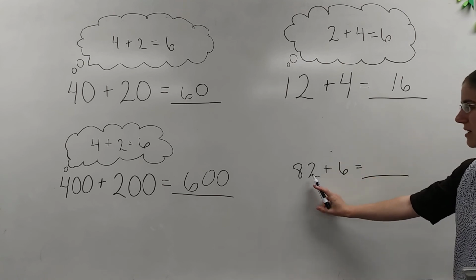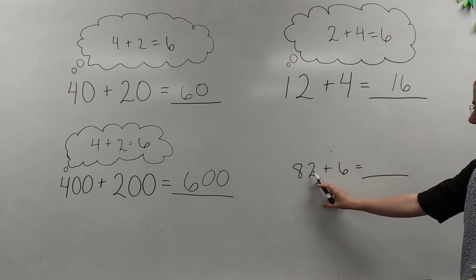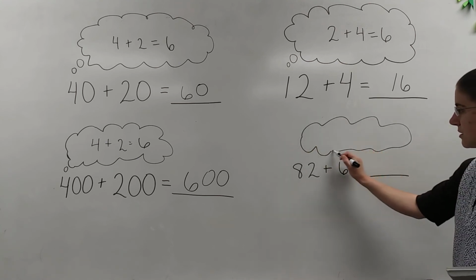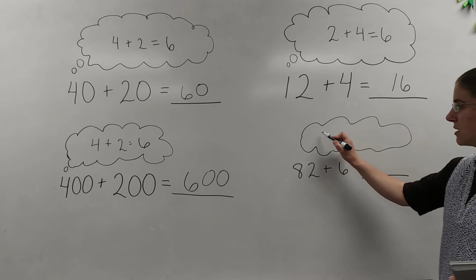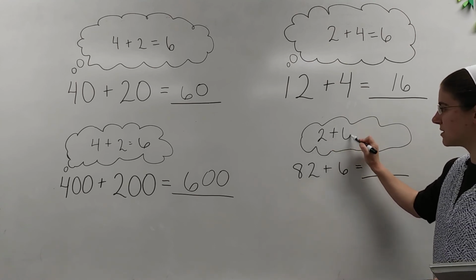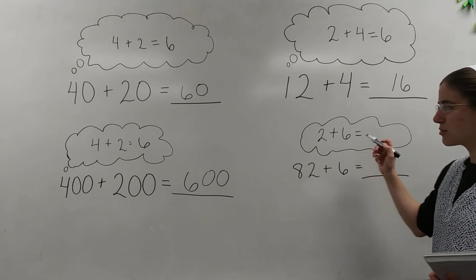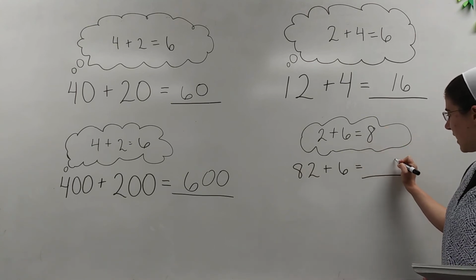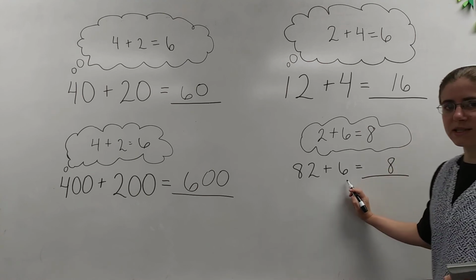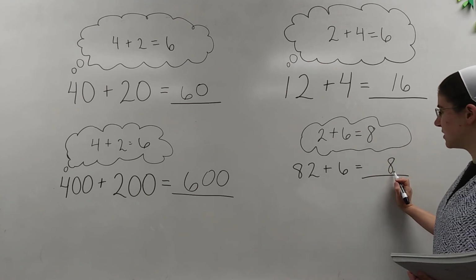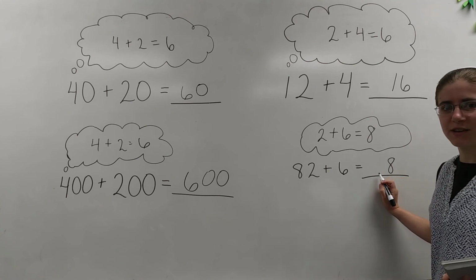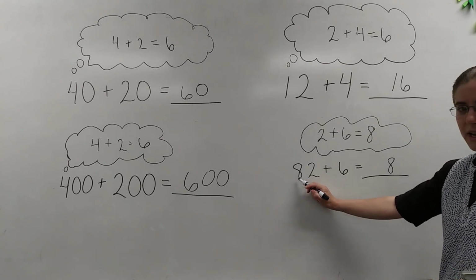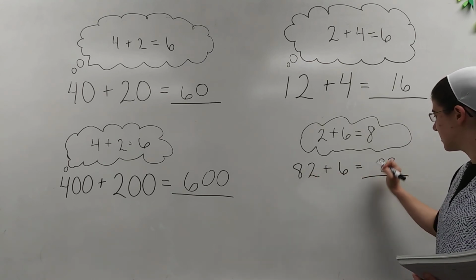Well, we can add the numbers that are in the ones place. So let's think, well, what is 2 ones plus 6 ones? What is 2 plus 6? 2 plus 6 is 8. So we know we have 8 ones. 2 ones plus 6 ones equals 8 ones. And what number goes in the tens place? Whatever number is in the tens place over here, which is 8. So our answer is 88.